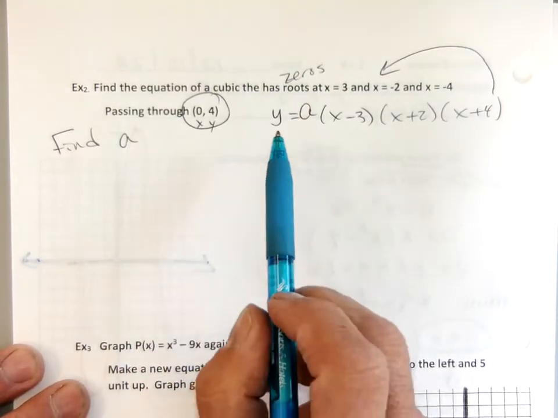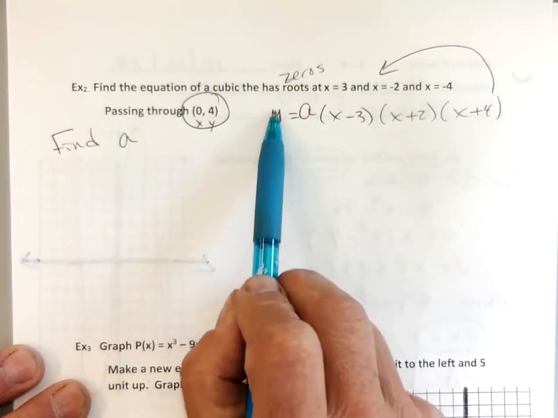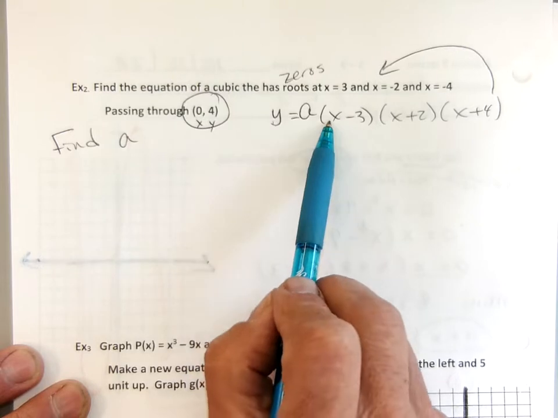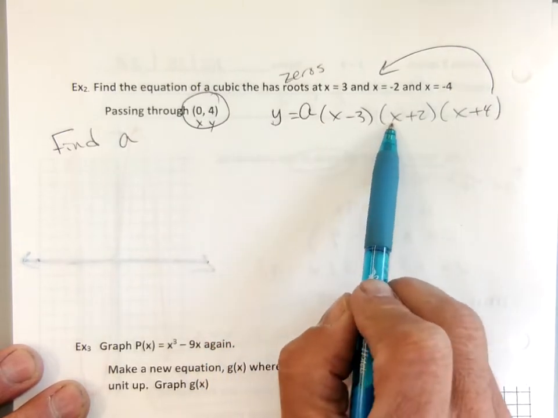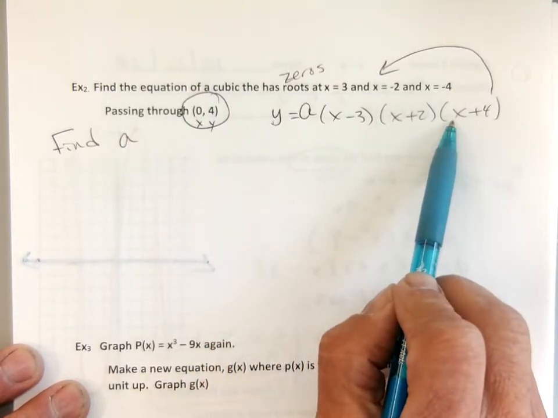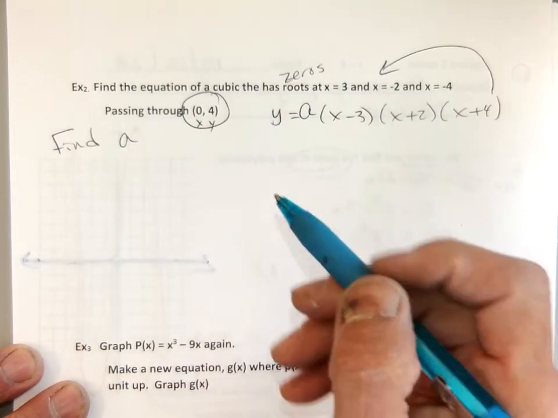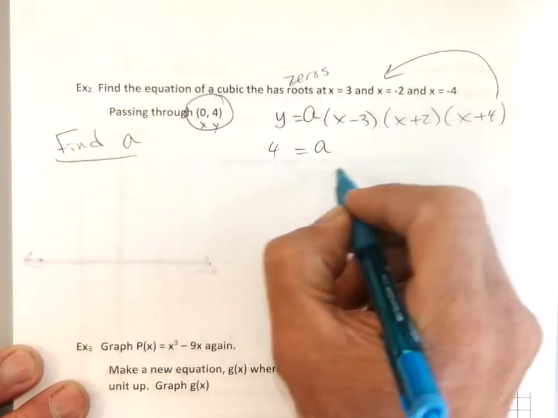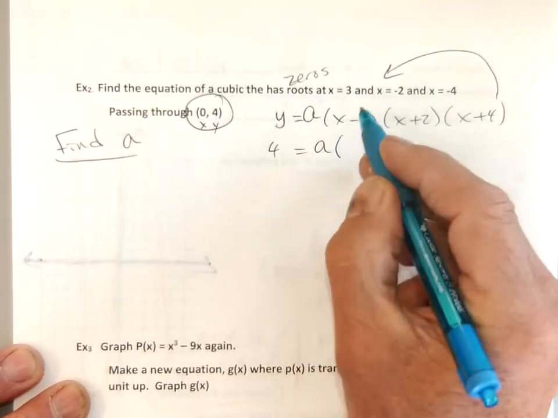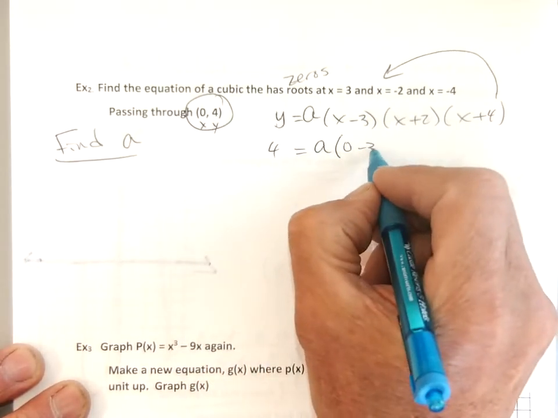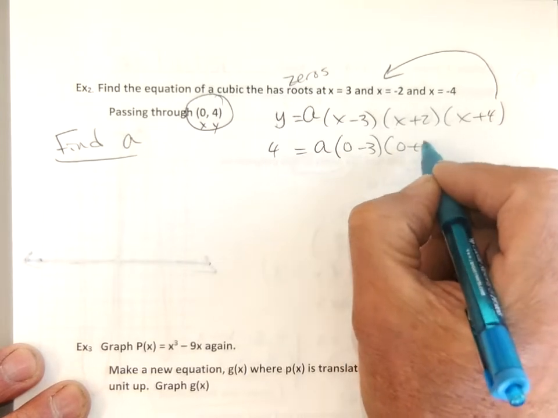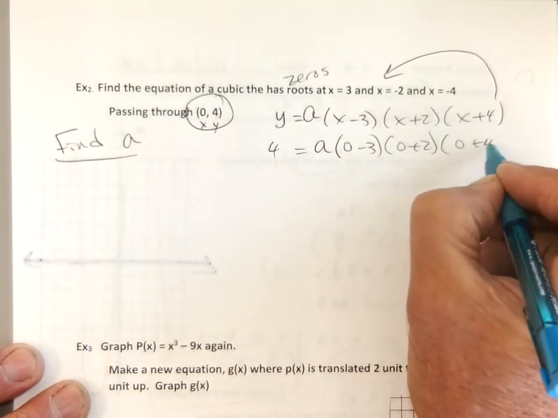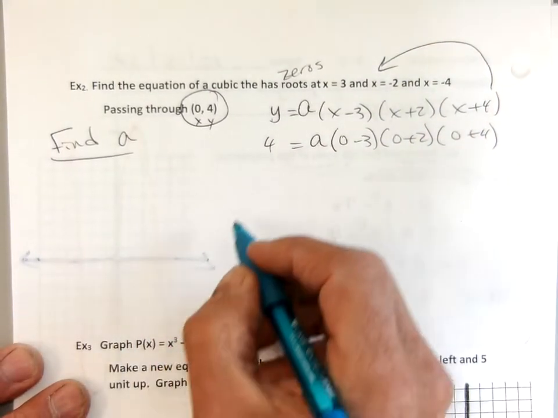So what I'm going to do is put my 4 for y, and put my 0 here for x, 0 here for x, and 0 here for x, okay? All right, so I'm going to go 4, because that's my y. I want to find a, so I'm going to go a. X is 0, minus 3. X is 0, plus 2. X is 0, plus 4. Okay, right? Now see what I got.